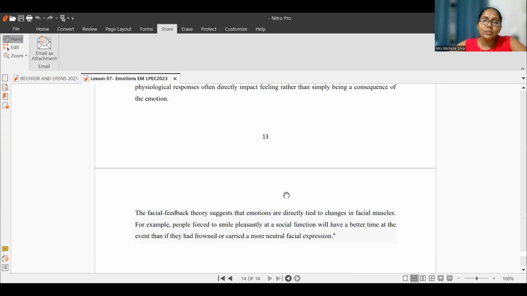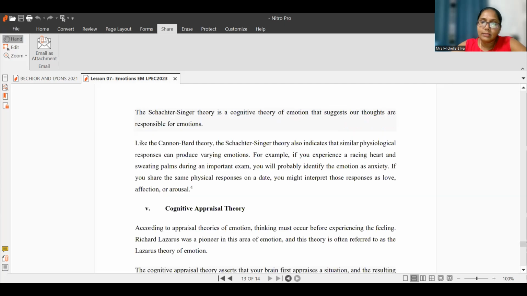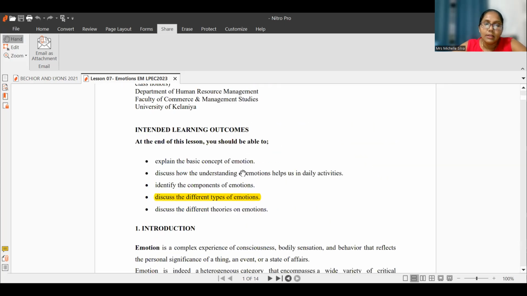Okay, that's all about this handout, Putte, this lesson, emotion. Let's visit the intended learning outcomes. We tried to explain what is meant by emotion. Basically, we discussed how the understanding of emotion helps us in daily activities, the importance of emotion. We identified 3 components of emotion: cognitive, physiological, as well as behavioral, and then discussed the different types of emotion.